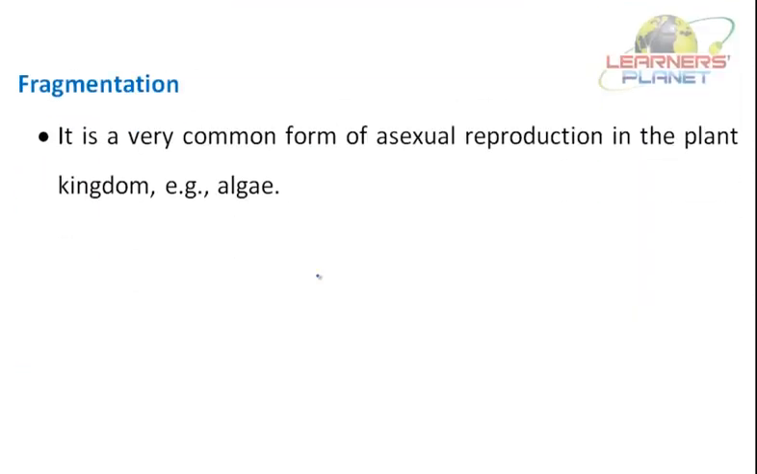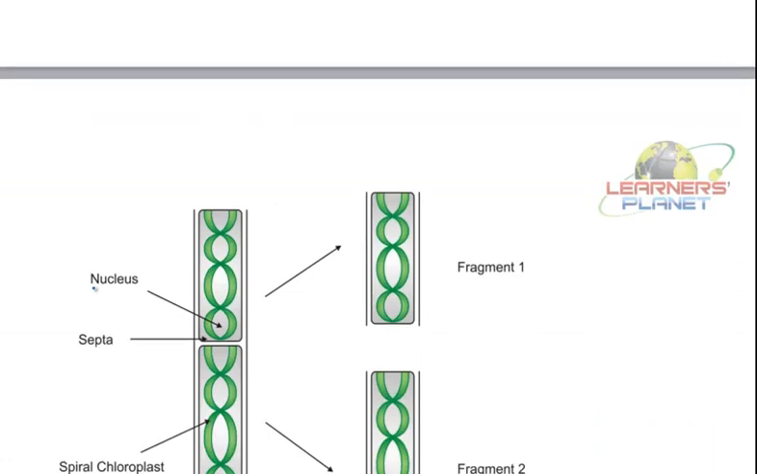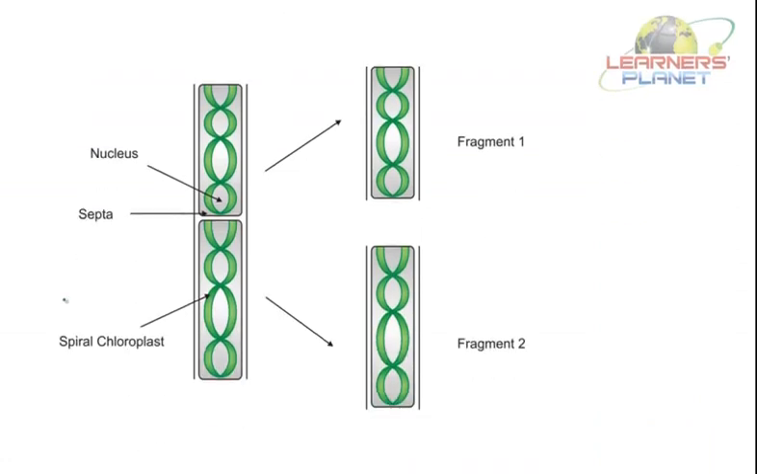The second common form or the simplest form of reproduction, asexual reproduction in plants, is fragmentation. Now see, students, fragmentation is very common form of asexual reproduction in the plant kingdom. For example, in algae we can see this. Also we can see this in Spirogyra. This is a beautiful picture of the fragmentation occurring in Spirogyra.